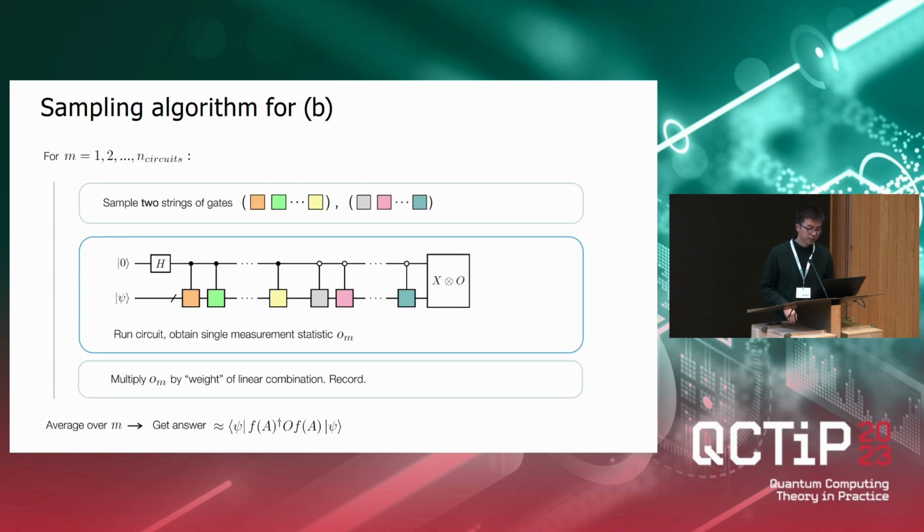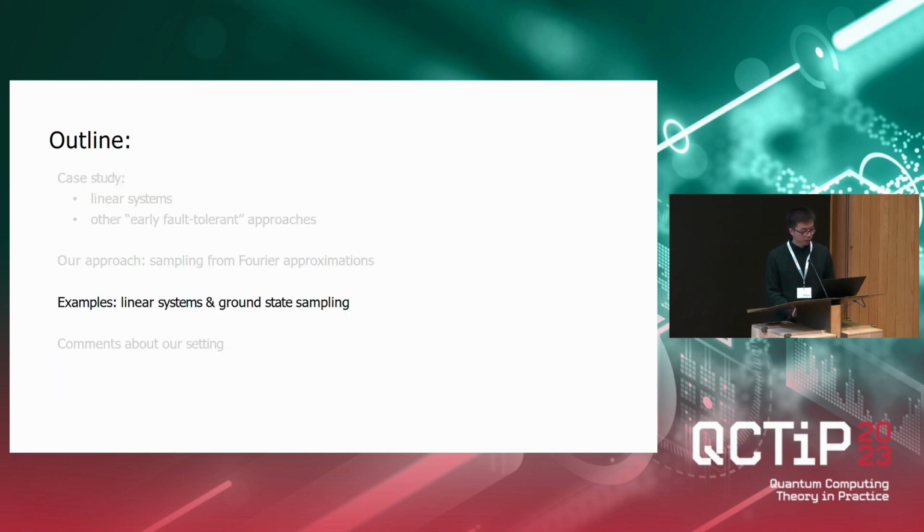In the second case, it's something very similar. Now we simply sample two strings of gates. We apply one controlled, apply one anti-controlled. Again, we collect a single measurement statistic, multiply by a number, average, and then we get the quantity that we want. Okay, so this is the general picture of how this works. Now we can look at some concrete examples.